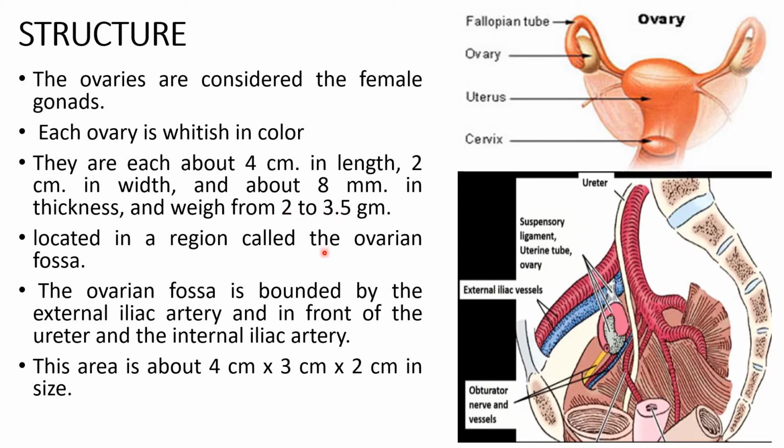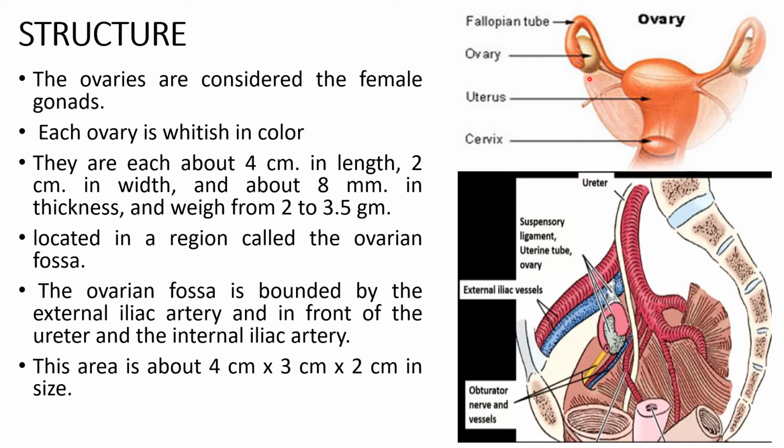It is located in a region called the ovarian fossa. The ovarian fossa is bounded by the external iliac artery, and in front of the ureter and the internal iliac artery. The boundaries of the ovarian fossa are the external iliac artery, ureter and internal iliac artery. This area is about 4 by 3 by 2 cm in size.